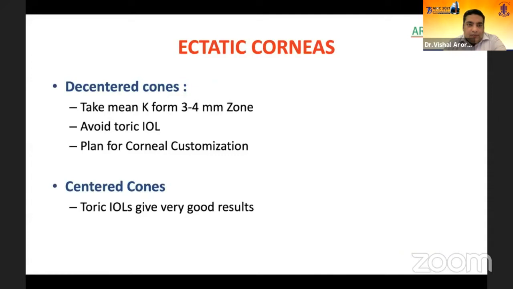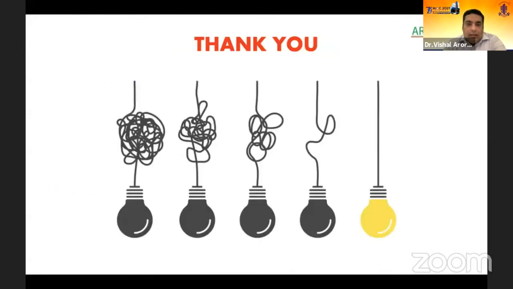So to summarize, if you have a decentered cone, just take a mean K from the 3 to 4 millimeter zone and avoid a toric IOL. You can plan for a corneal customization later. If you have a central cone, toric IOLs give a very good result. Okay, so I hope I was able to simplify things here.